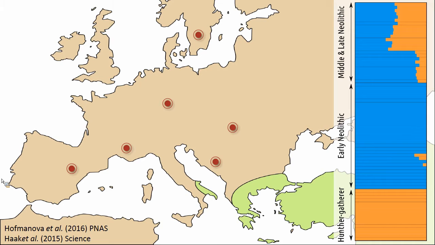However, even if we know now that the spread of people was really important, it is still pretty much unclear where exactly these farmers came from. We know that farming was developed in the Near East. But the question was, were these early farmers that we see in Europe the descendants of the people in the Near East or not?